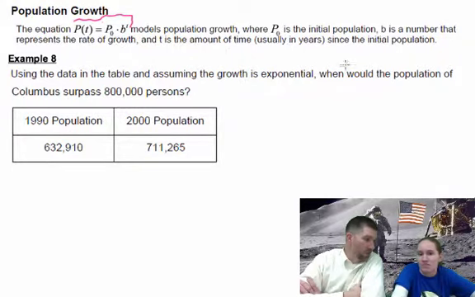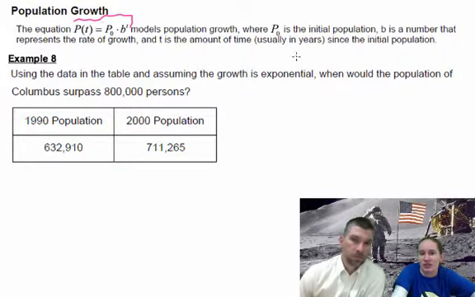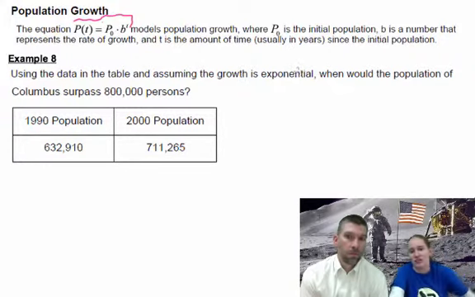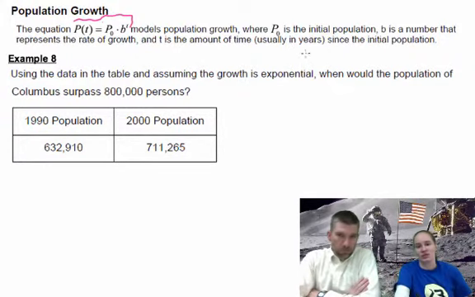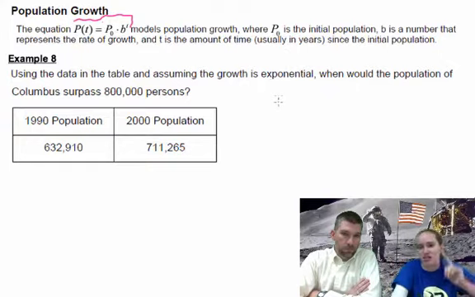Anything with a 0 subscript will be an initial. Yes, so P stands for population, so initial population. B is a number that represents the rate of growth, and T is the amount of time, usually in years, since the initial population. So on example 8, using the data in the table and assuming the growth is exponential, when would the population of Columbus surpass 800,000 persons?